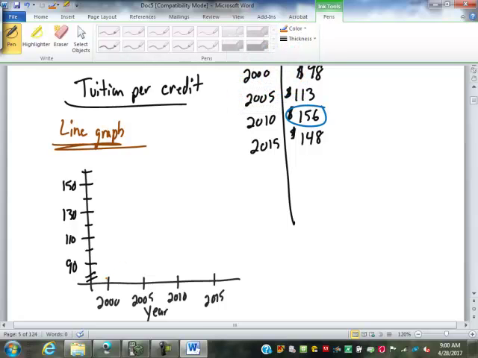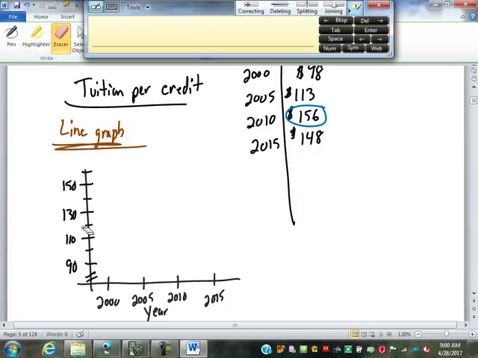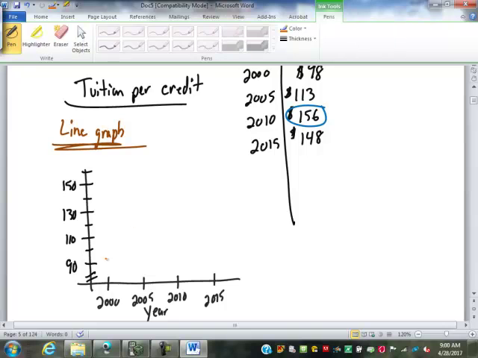In 2000, it was 98, so 98 somewhere in here. 2005, 113. Oops, put that 98 in the wrong spot. This is 100 here. 98 would be right there. 2005 was 113, would be here. 2010, 156 is going to be somewhere up here. 2015, 148, somewhere in there. And we connect the dots.